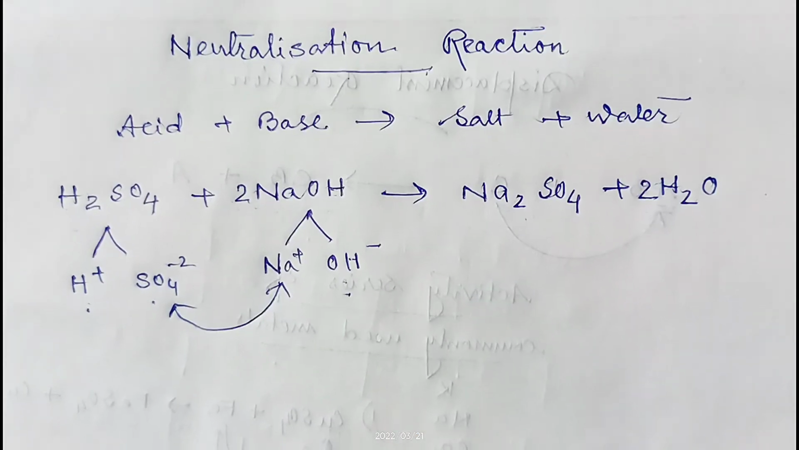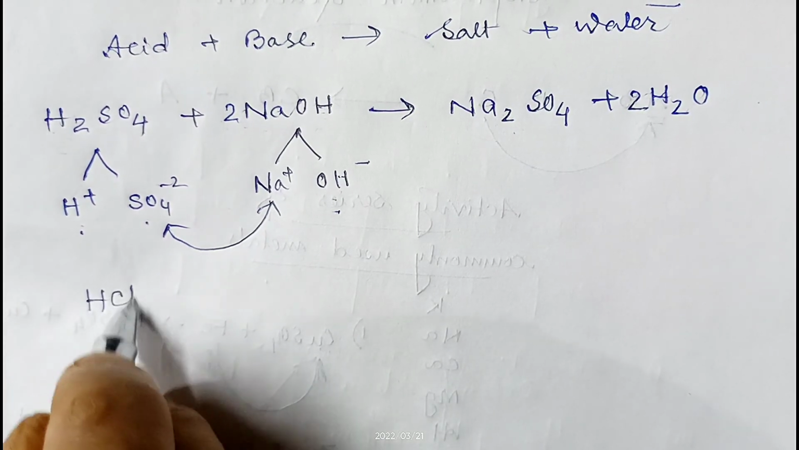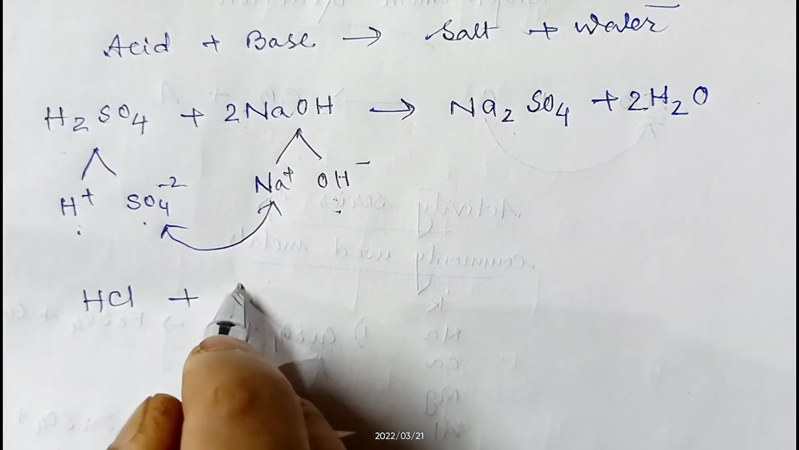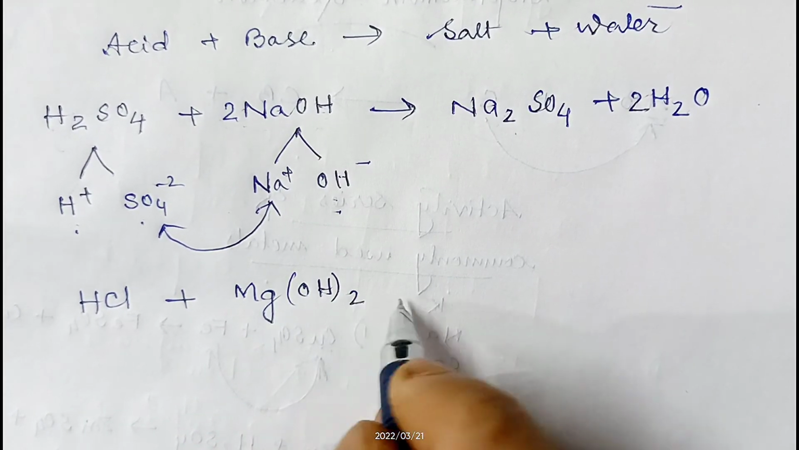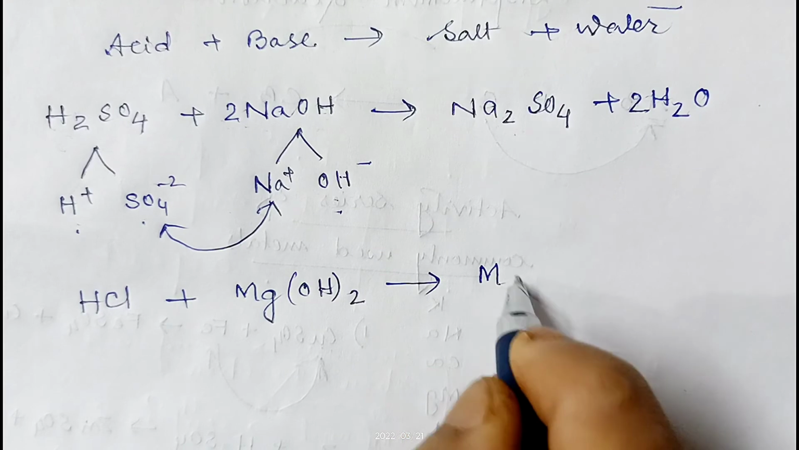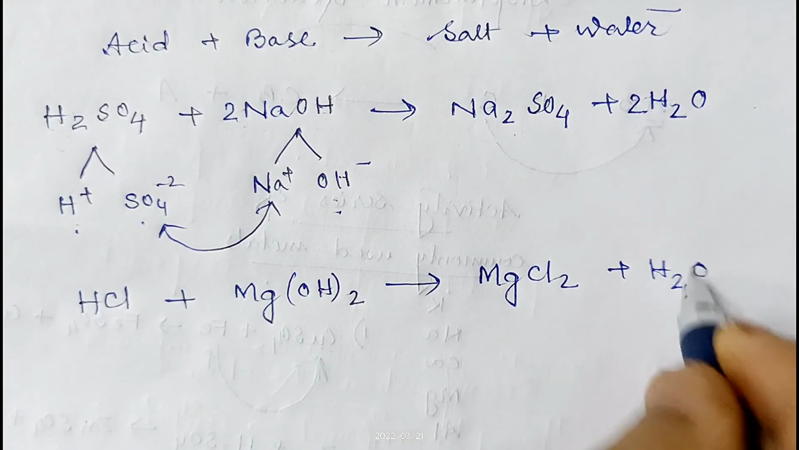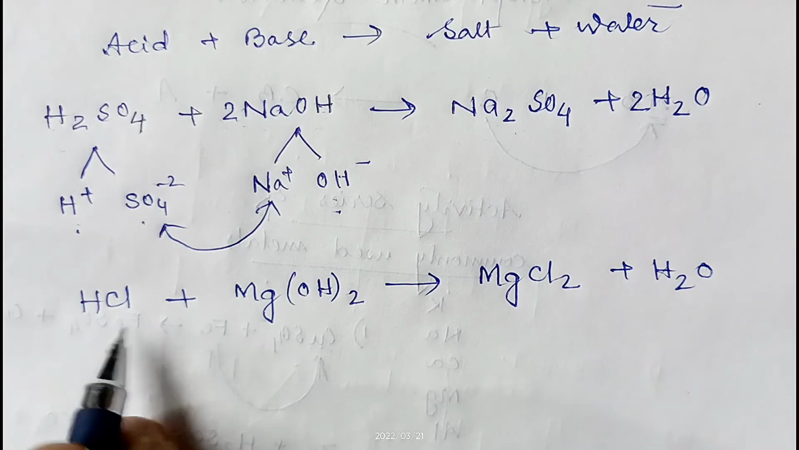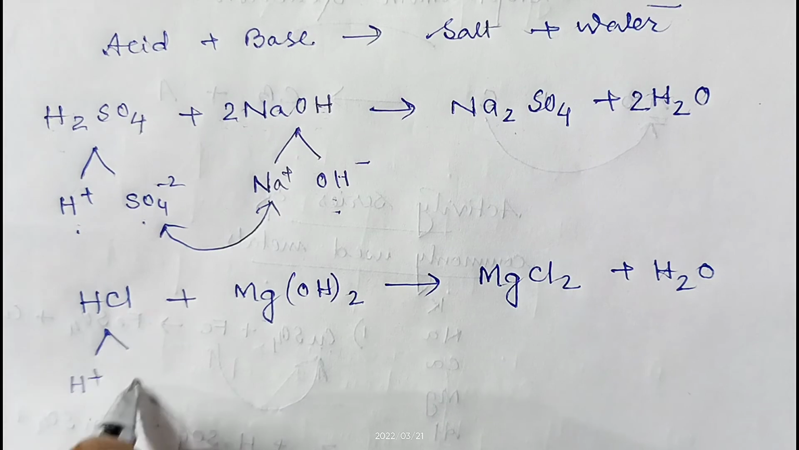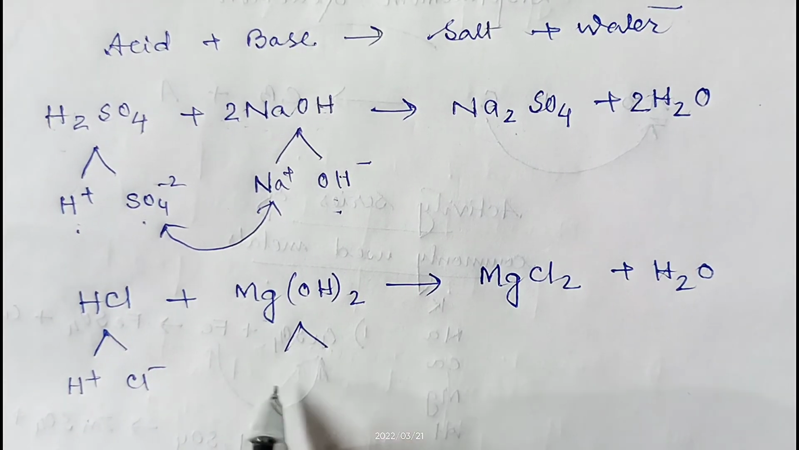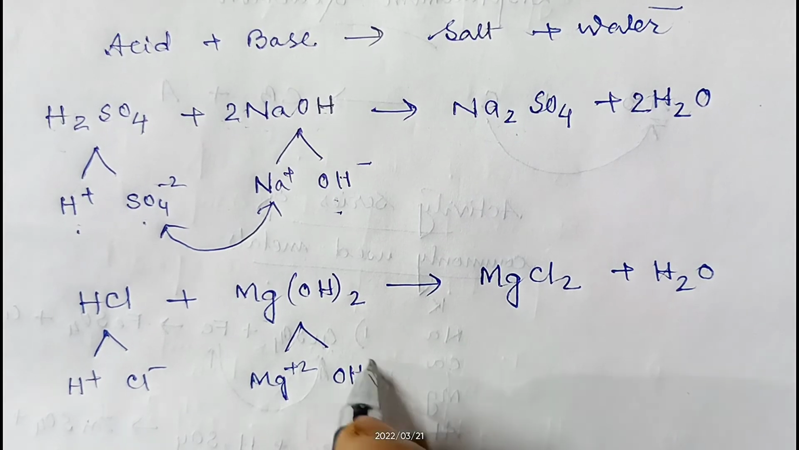Let me give you another example now. Suppose hydrochloric acid, formula is HCl, is reacting with magnesium hydroxide. So it will be MgOH2. Then it is going to form magnesium chloride plus H2O. Remember that it must be in the aqueous state. Now this hydrochloric acid can be considered as H plus and Cl minus. Magnesium hydroxide can be considered as Mg plus 2 and OH minus 1.